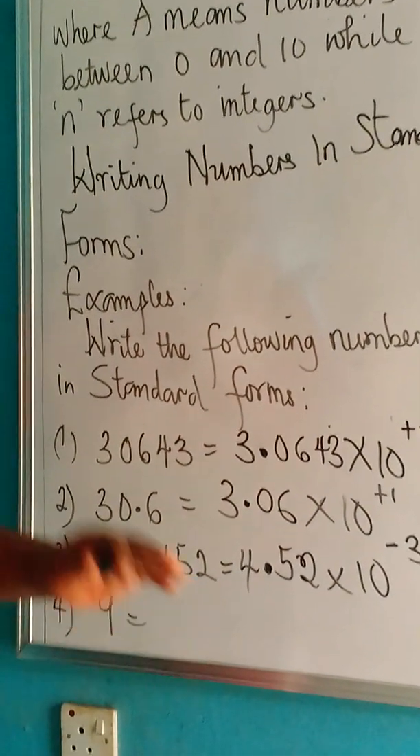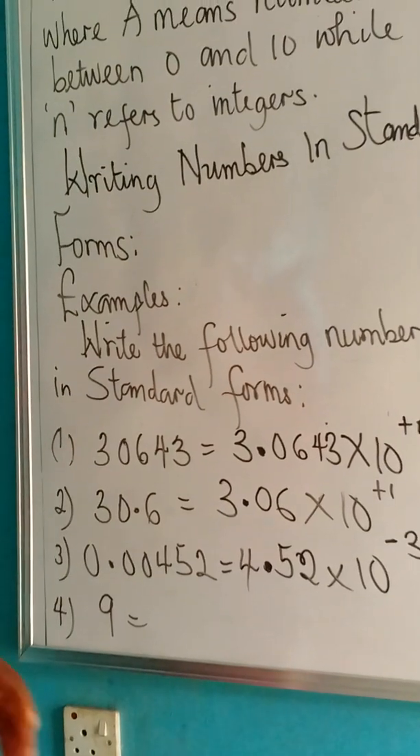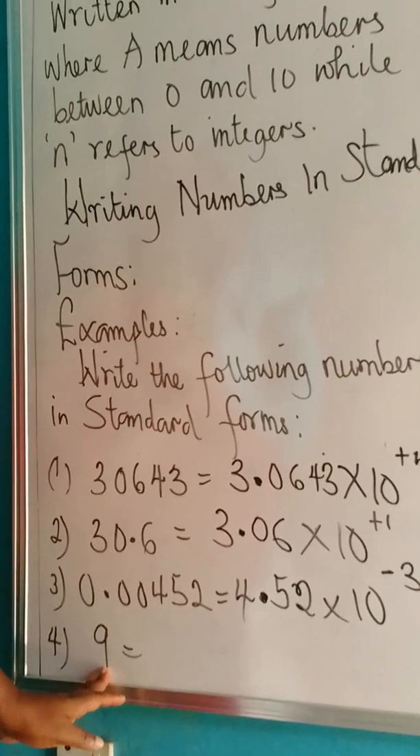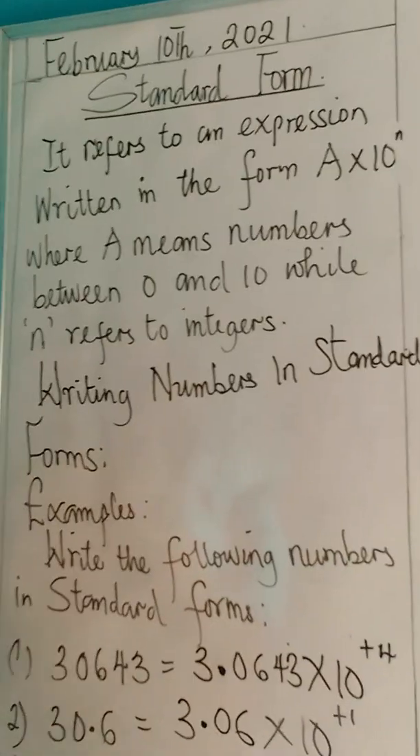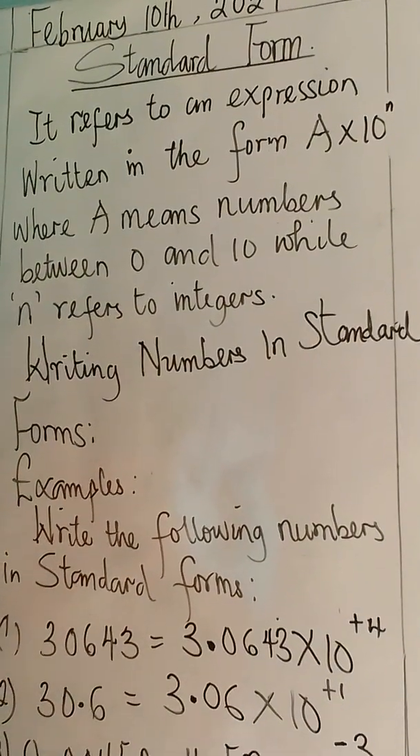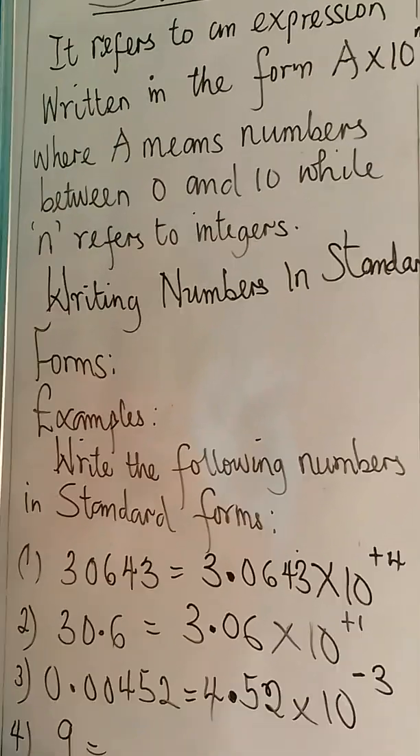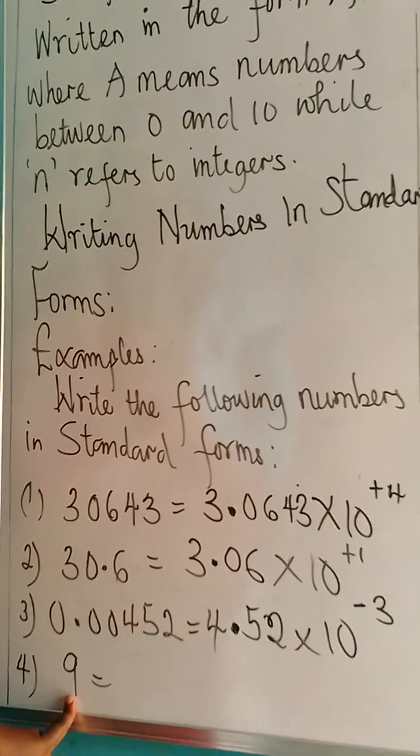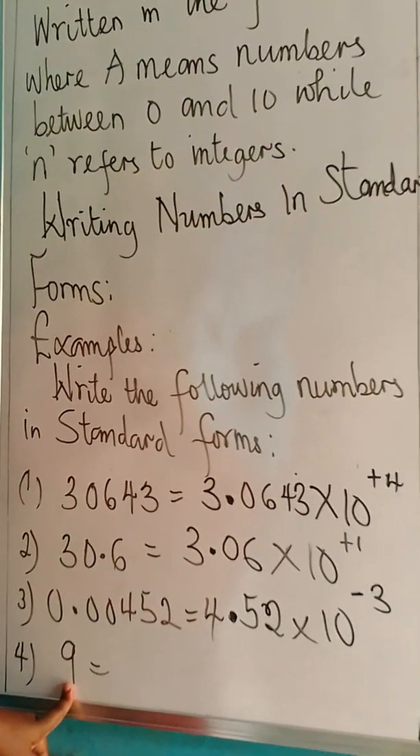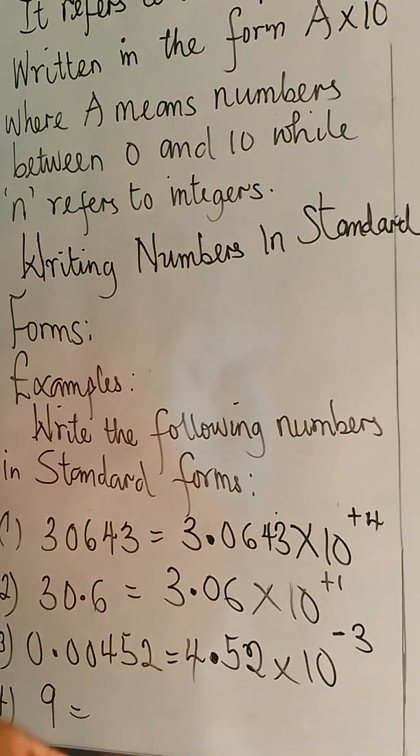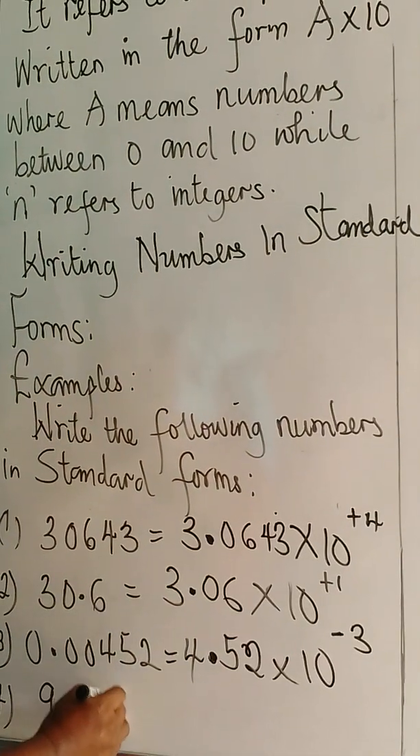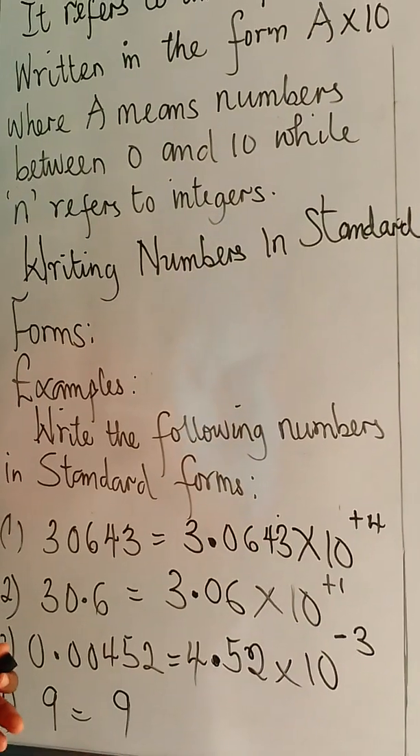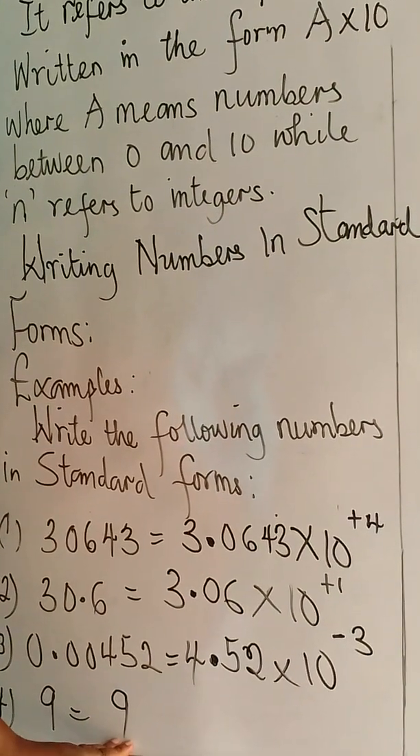Now, number 4, we are only given 9. And according to the definition still, it says A times 10 raised to power n. 9 given to us as an example, it becomes the first significant digit to be considered as it has fallen between 0 and 10. So you have 9. If you choose to put your decimal point, fine. Otherwise, you leave it. Fine.